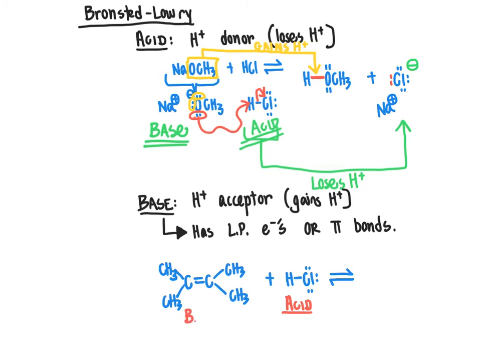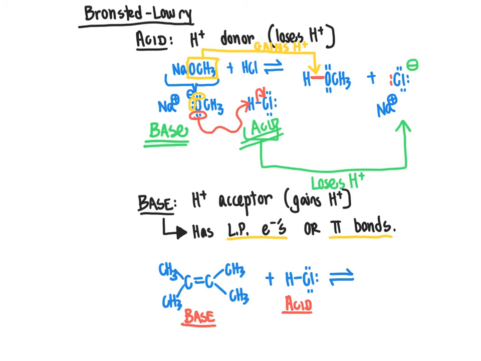Our alkene we're going to predict as our base. And going back to this Bronsted-Lowry definition, a base being a proton acceptor, and in order to accept a proton, what we use to accept those protons is lone pair electrons or pi bonds. So as we look at a molecule, we try to analyze what part of that molecule is able to act as a proton acceptor, what's able to pick up a proton from the acid. We need to look for lone pair electrons or pi bonds.